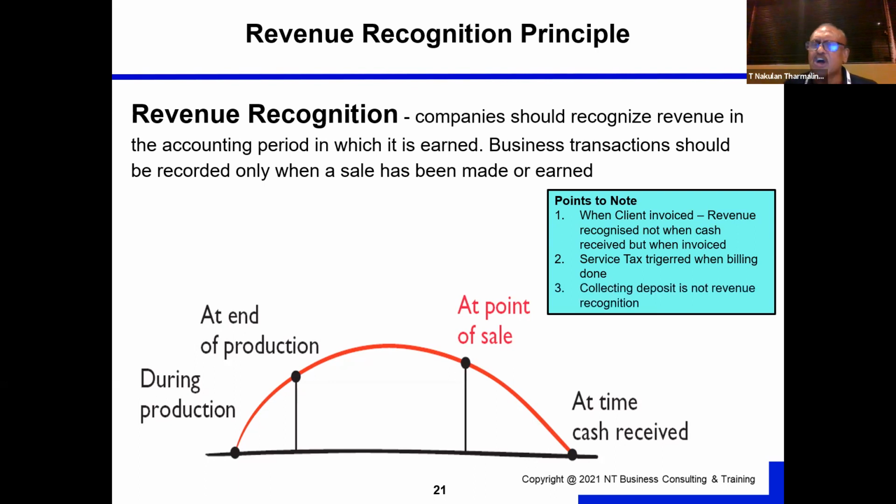Collecting a deposit is not revenue recognition. Collecting a deposit is purely your client paying you in advance because you want to have assurance that you will work on this case or whatever.